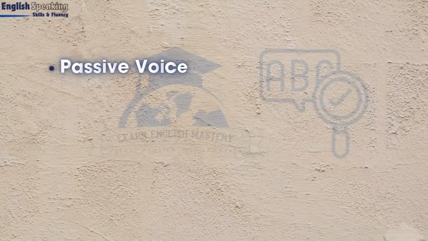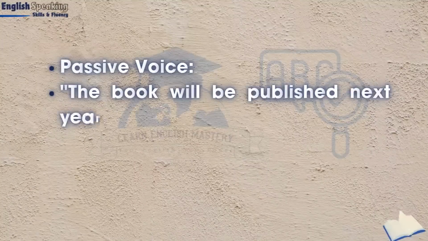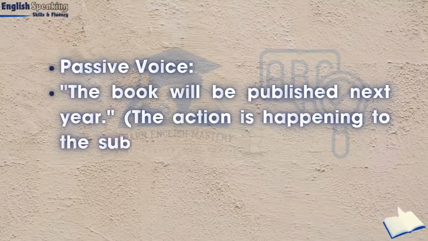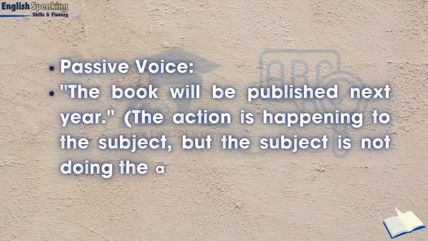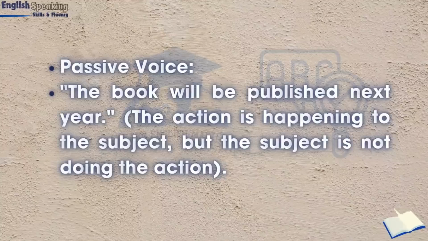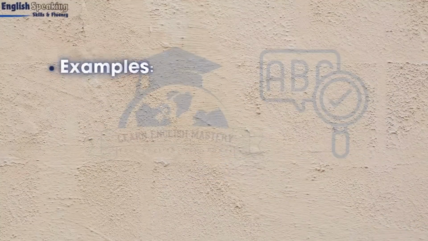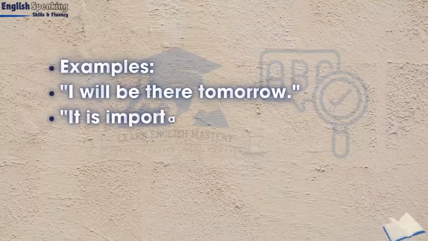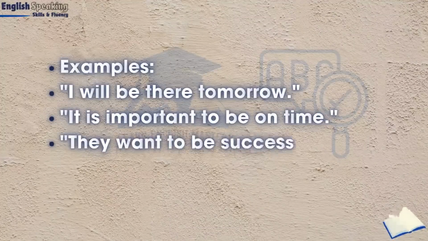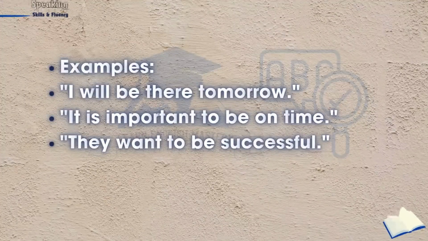Passive voice. The book will be published next year. The action is happening to the subject, but the subject is not doing the action. Examples: I will be there tomorrow. It is important to be on time. They want to be successful.